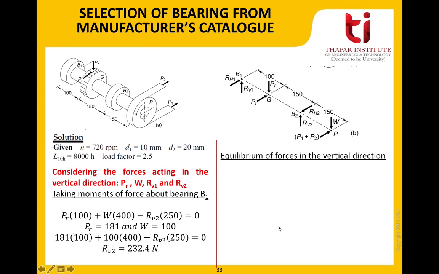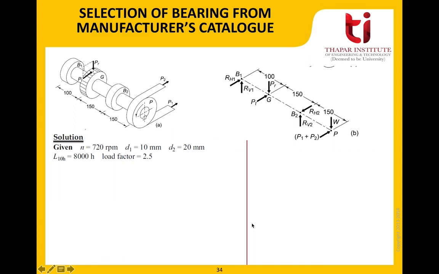Now we need to do the equilibrium of forces in the vertical direction. So we can write down RV1 plus RV2 is equal to PR plus W. We can put down the values we know from the data given, and we can evaluate RV1 as 48.6 Newton.